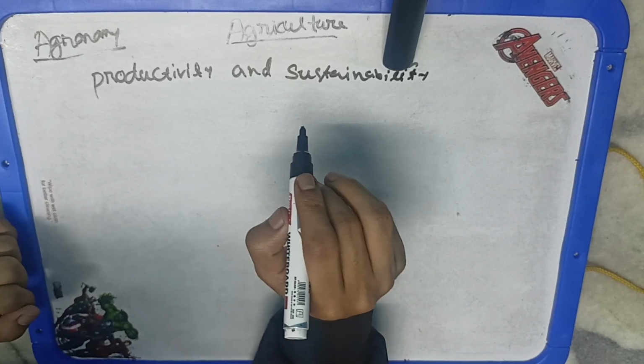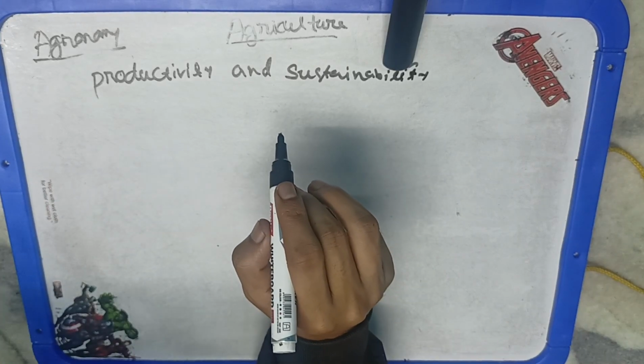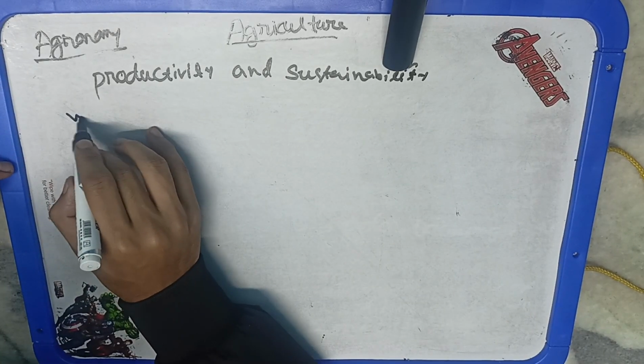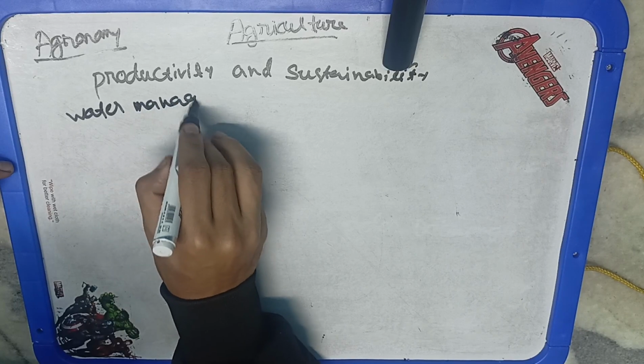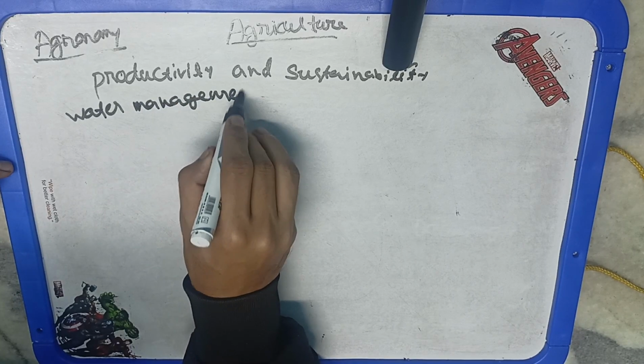Proper method of cultivation to maximize the yield. Then water management, different ways to use the water, and we have to provide the water according to the demand, not the excess, not the less. So this is again related to agronomy.